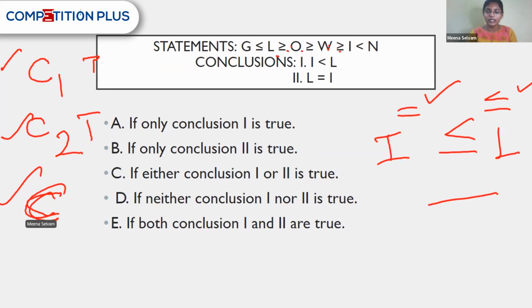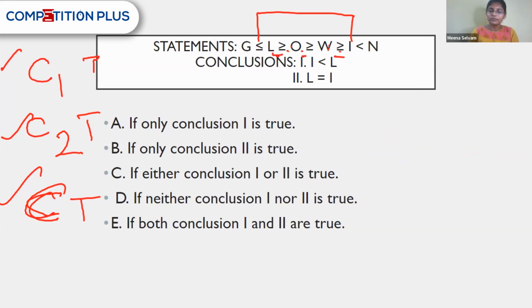Combined conclusion check is nothing but, in between L and I, whether any less than symbol is coming or not, or greater than symbol is coming or not. If I check, there are no such symbols. All the symbols used here are greater than or equal to. So that is also true. Now what would be your most suitable option? You have checked all three conclusions. They are all true. So which is the best suitable answer?